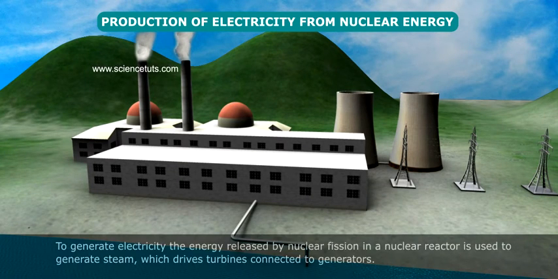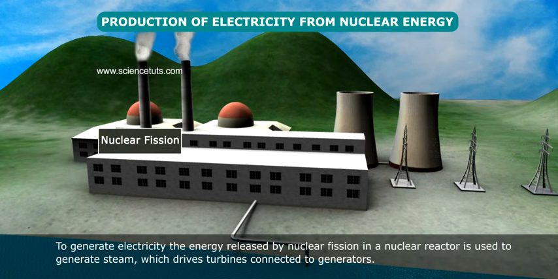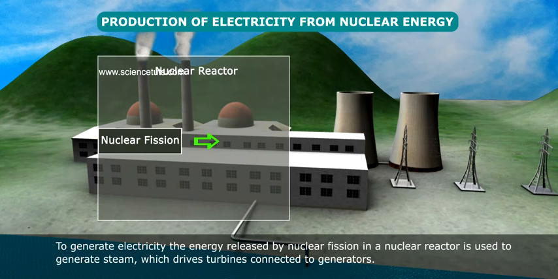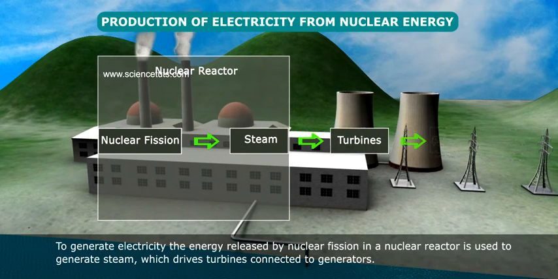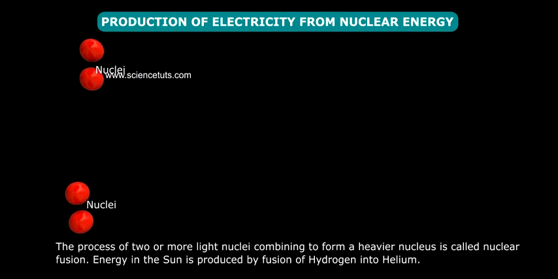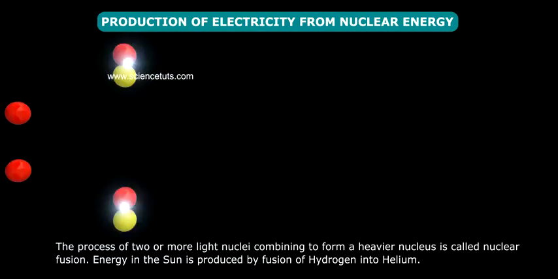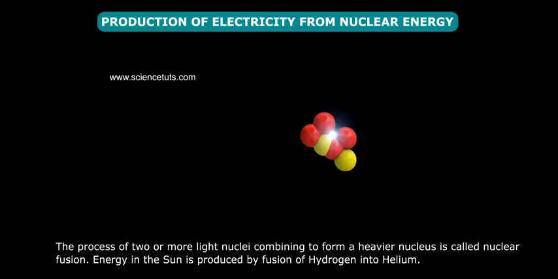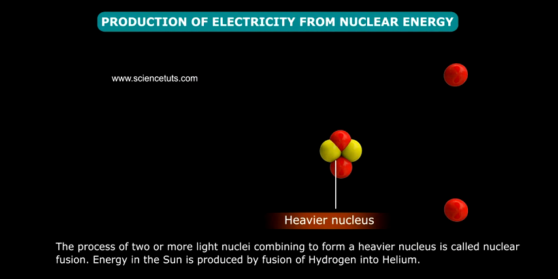To generate electricity, the energy released by nuclear fission in a nuclear reactor is used to generate steam, which drives turbines connected to generators. The process of two or more light nuclei combining to form a heavier nucleus is called nuclear fusion. Energy in the sun is produced by fusion of hydrogen into helium.